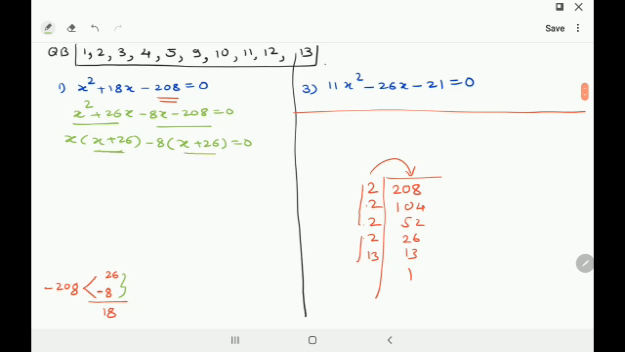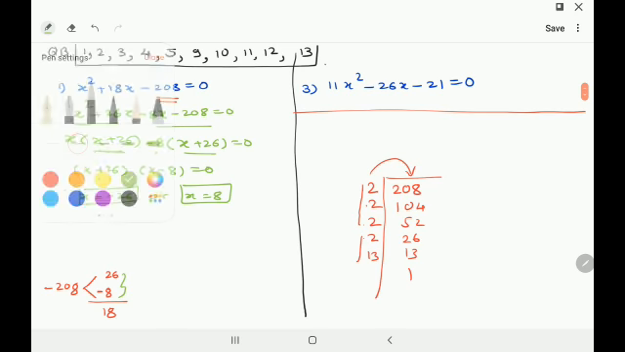Accordingly, you can take things common. So what do I get here now? x plus 26, and here x minus 8 is equal to 0. Because the product of two numbers is 0, I get x is equal to minus 26 or x is equal to 8, and that's it. Got the point? Understood? Hope you're getting it.